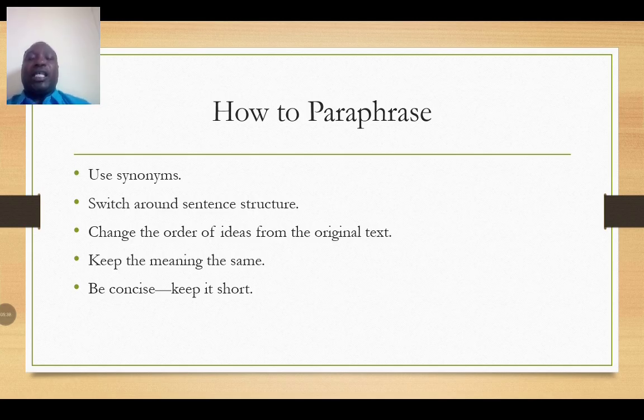So, in a nutshell, what do we mean by paraphrasing? Use synonyms, switch around sentence structure, change the order of ideas from the original text, keep the meaning the same, be concise, keep it short. If you do all this in IGCSE First Language Summary, you are bound to score all the points allocated for IGCSE Summary Writing. Thanks, and watch out for other lessons on IGCSE First Language.